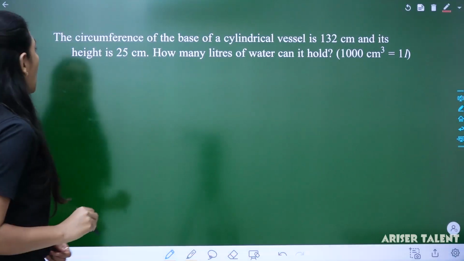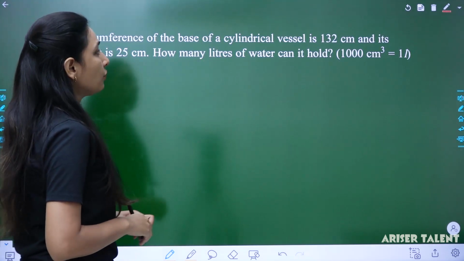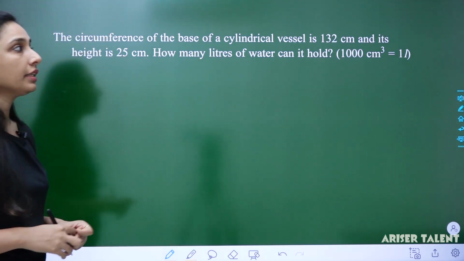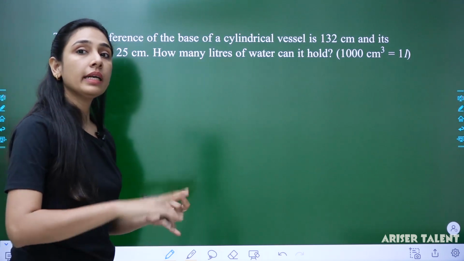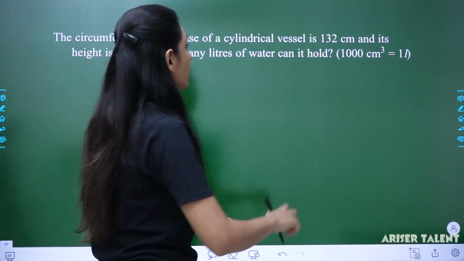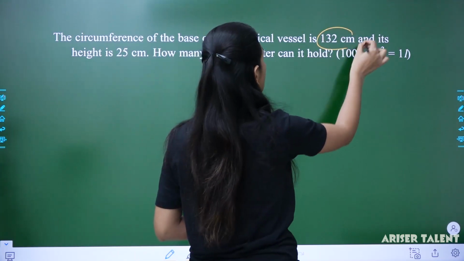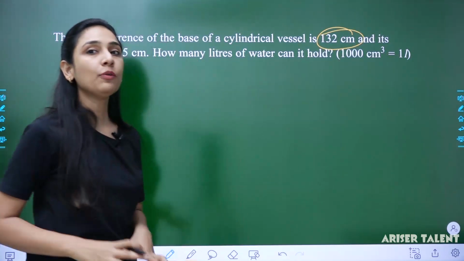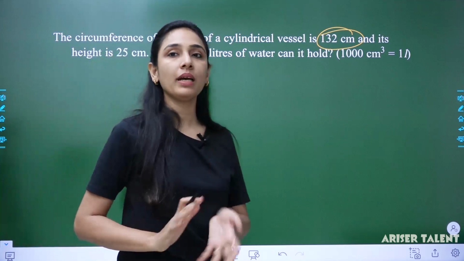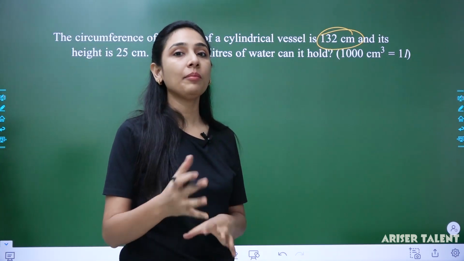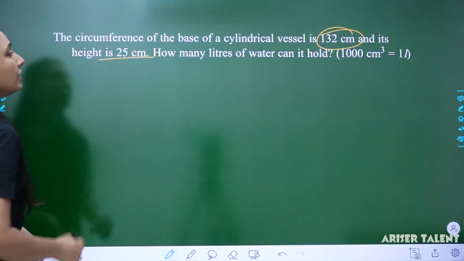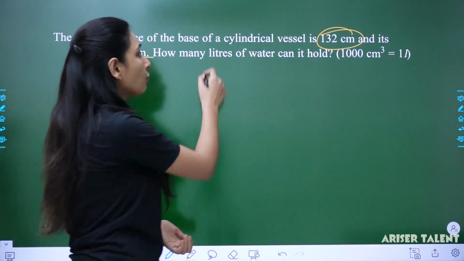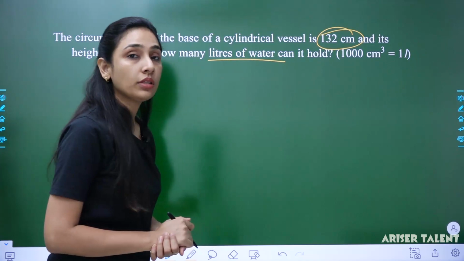Next question. The circumference of the base of a cylindrical vessel is 132 centimeters. Now, the radius is not given to you, the diameter is not given to you. What is given to you is the circumference. So with the help of the circumference, you can calculate the diameter or the radius of it. Its height is 25 centimeters. How many liters of water can it hold?